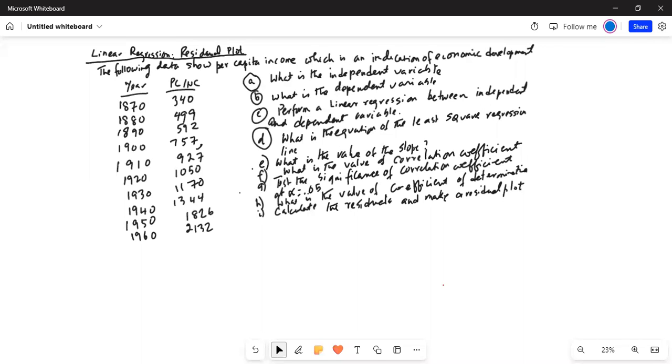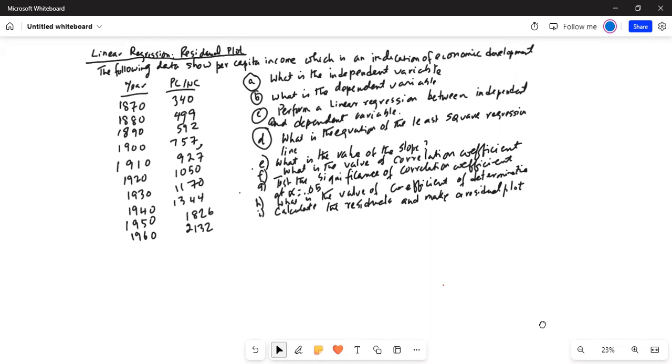Today we are going to talk about a regression problem. So I'll share my computer screen with you. The following data show per capita income, which is an indication of economic development. So there are years from 1870 to 1960 and PCINC is per capita income.